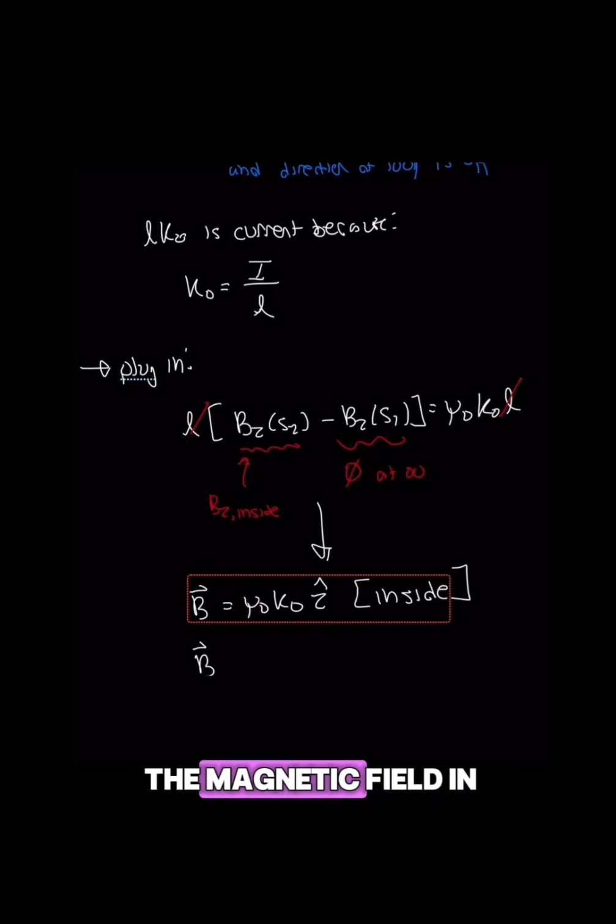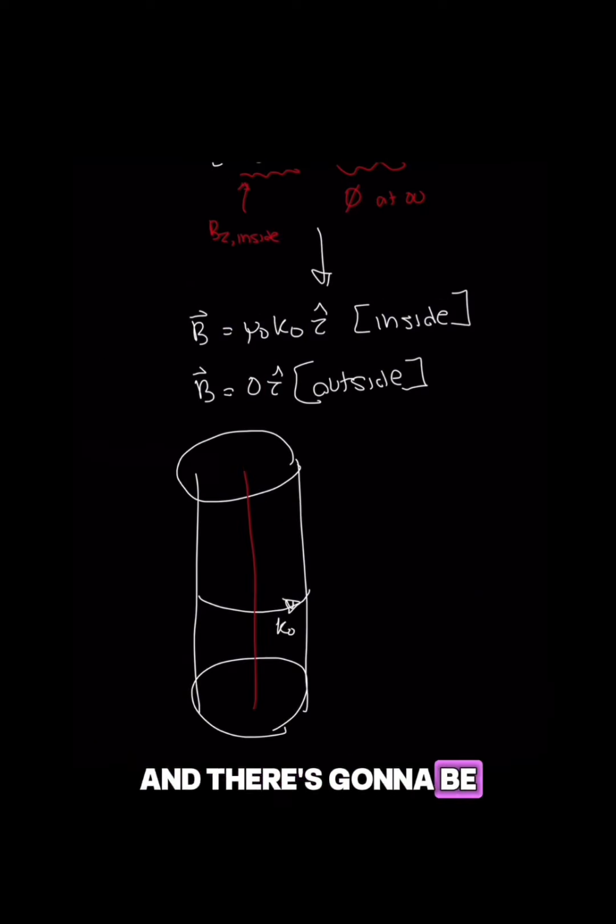This is going to be the magnetic field in the solenoid, and there's going to be 0 magnetic field outside the solenoid. So we can conclude that the magnetic field points in the Z hat direction.